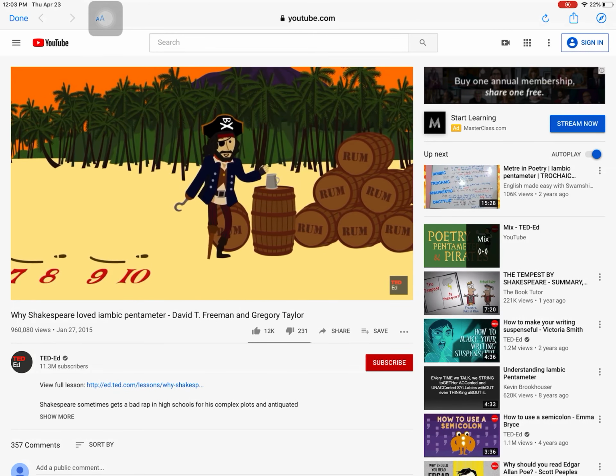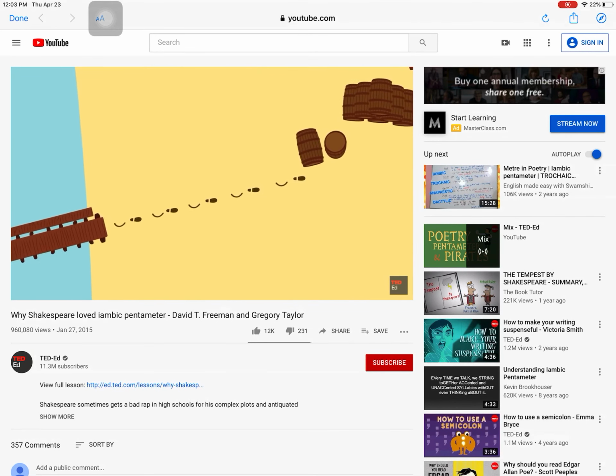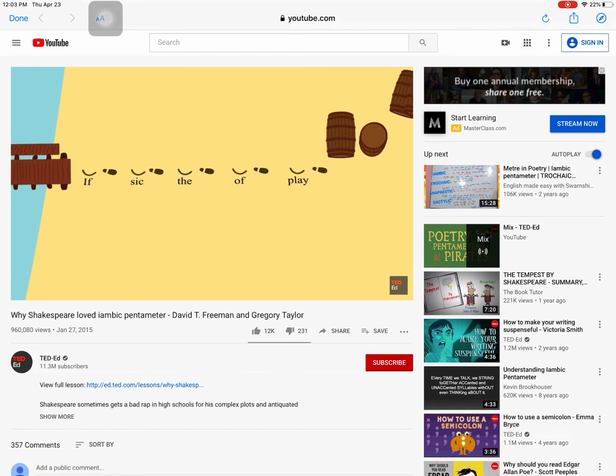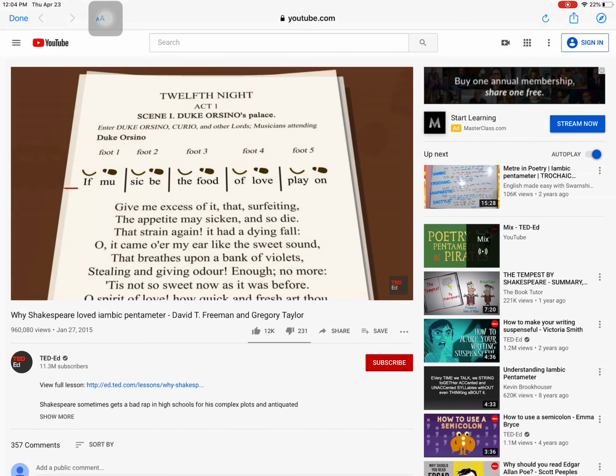Our pirate friend can even help us remember how to properly mark it if we imagine the footprints he leaves walking along a deserted island beach. A curve for unstressed syllables, and a short line for stressed ones. If music be the food of love, play on.